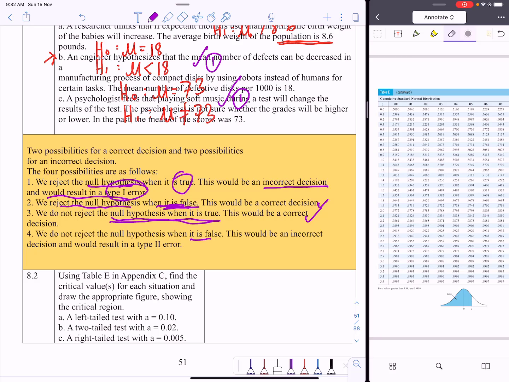So, we do not reject the null hypothesis, though it is false. The first one is different because we reject the null hypothesis because it is true. In this one, we do not reject the null hypothesis. We say the null hypothesis is correct, though it is false. This one is type 2 error. Type 2 error. So here there are 2 errors. When we reject the null hypothesis when it is true, it means we accept the alternative hypothesis for the first one. We accept the alternative hypothesis to be correct. As for number 4, we do not reject the null hypothesis when it is false.